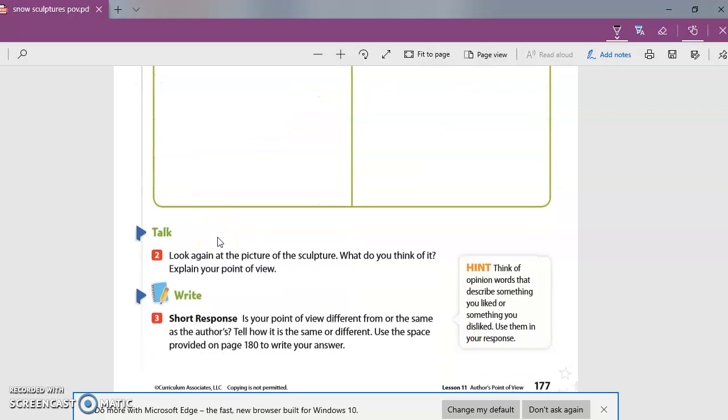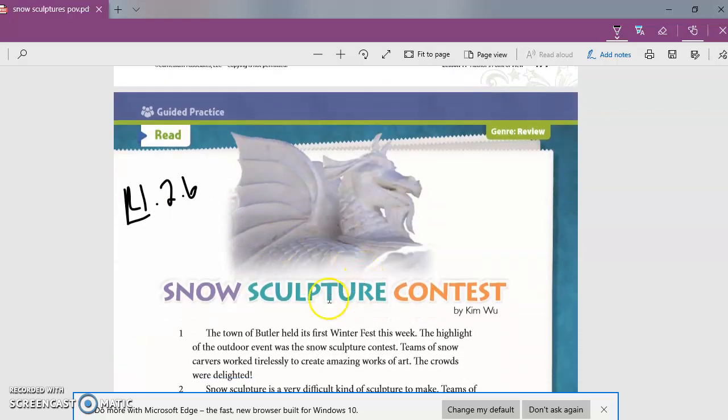All right, so as we read, I'm going to look at my title. I'm going to preview the text. So what I notice right here is a huge dragon. Okay. And then from this picture, my point of view is that it's very, very detailed and it kind of looks happy. It doesn't look that scary. So maybe the author thinks the same thing as me.